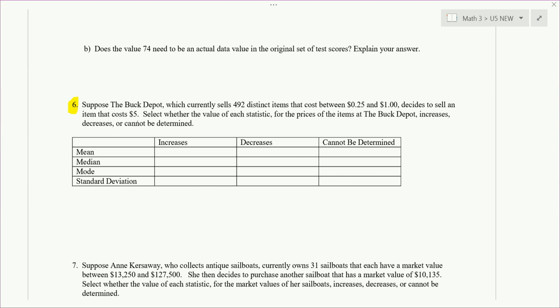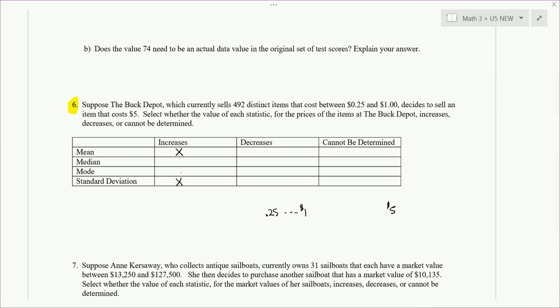So the mean. Well, we have a bunch of items between 25 cents and $1. And then we automatically add one way to the right here at $5. So we're adding a much larger value. That's definitely going to increase your mean. It's definitely going to increase your standard deviation as well, because your data is becoming more and more spread out.